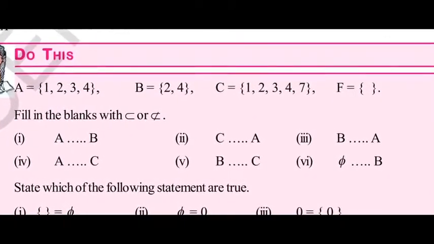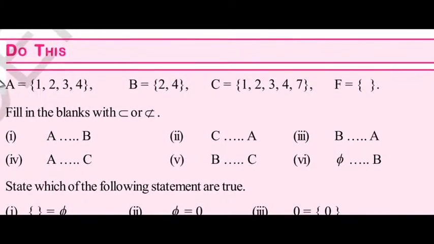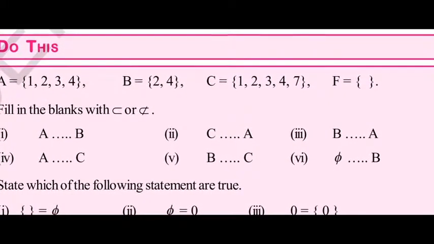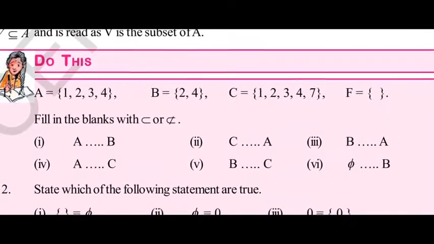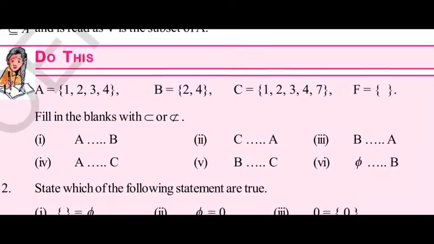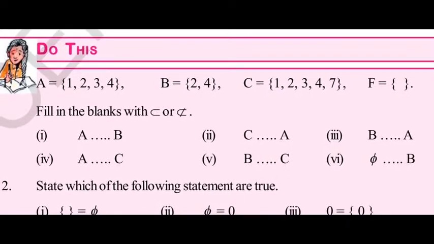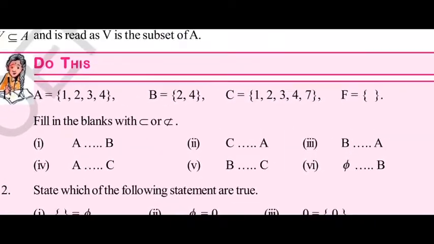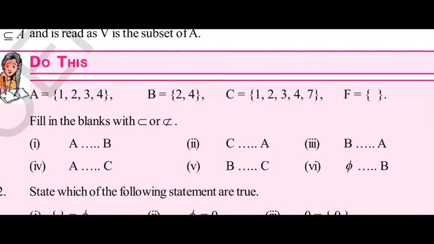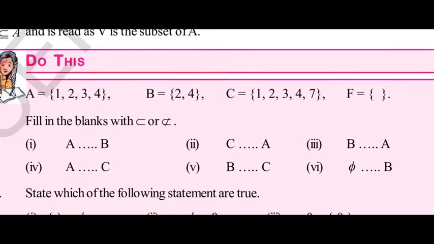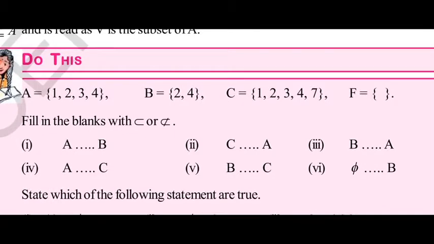Second one, C. All the elements of C are not in A. C is not a subset of A. All the elements in B are in A, so B is a subset of A. Fourth one, all the elements in A are in C. A is a subset of C. Fifth one, B is a subset of C. Sixth one, phi. Phi is a subset of B. The empty set is a subset of every set.